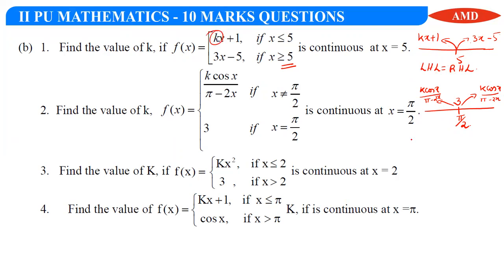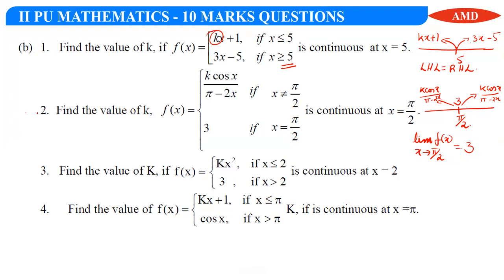But in the second one, what you should be doing is the limit of f of x as x is tending to pi by 2 should be equal to f of pi by 2. But what is f of pi by 2? It is nothing but 3, isn't it? That's what is given in the question. It is equal to 3. This is how you should write. Find out the limit of the function at pi by 2, equate it with 3, simplify, you get the answer.